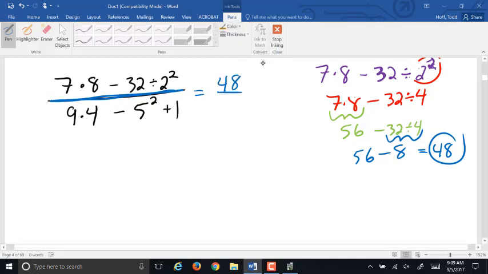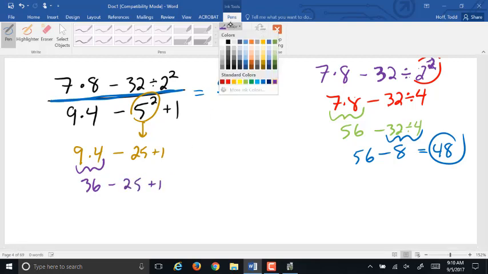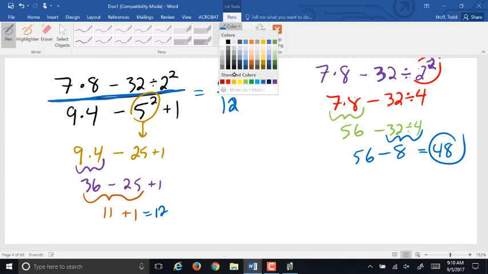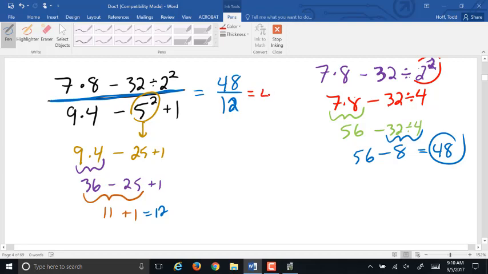Now we have to do the bottom. On bottom, what do we have to do first? Exponent. 5 squared is 25. Perfect. And then 9 times 4 is 36. And then 36 minus 25 is 11. 11 plus 1 is 12. So the bottom is 12. Now we can divide that out. 48 divided by 12 is 4.